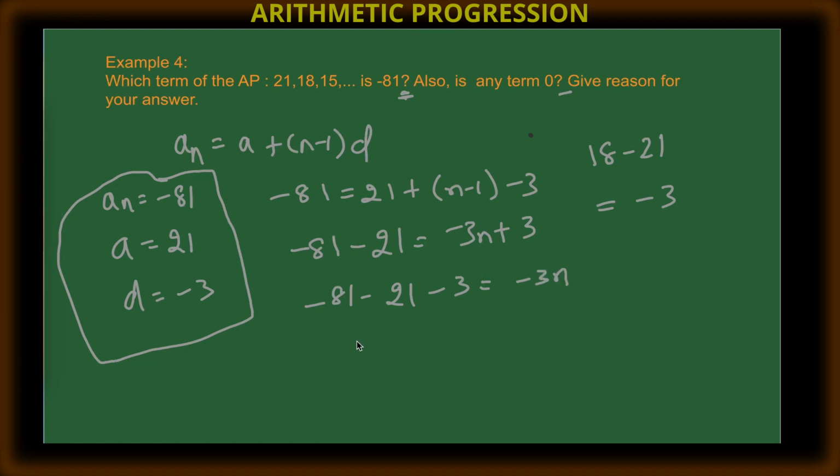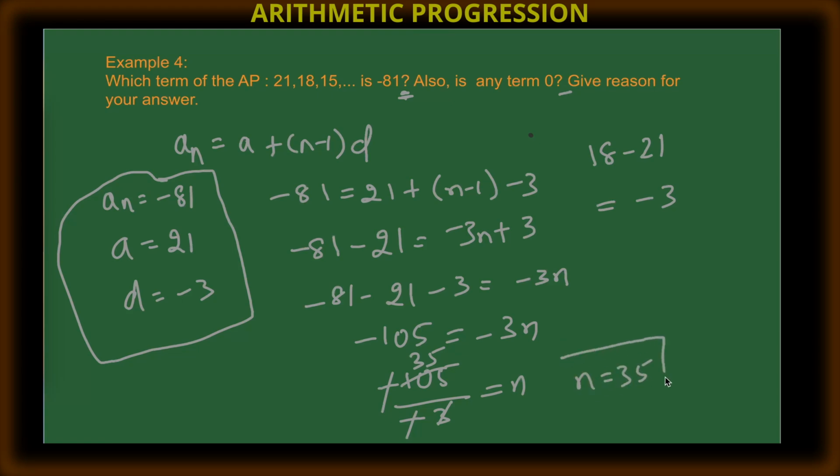So let's add it. Minus 105 is equal to minus 3n. So 105 divided by minus 3 is equal to n. Minus minus gets cancelled. 3 ones are 3, 35 times it goes. So n is equal to 35. Okay students, so we have proved half.